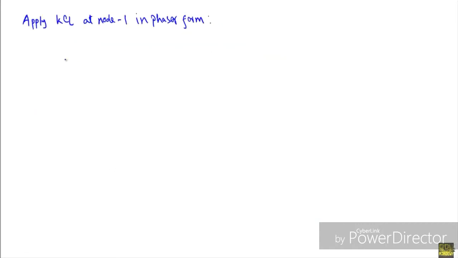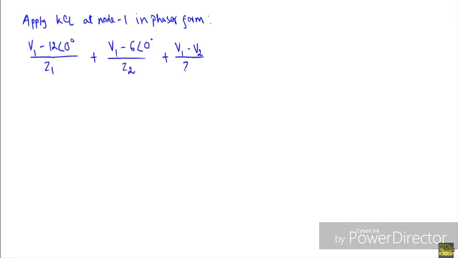So if I apply Kirchhoff's current law here, I can write down V1 minus 12 phase angle 0 degree over Z1, plus V1 minus 6 phase angle 0 degree over Z2, plus V1 minus V2 over Z3. As there is no entering current, the right side will be 0.